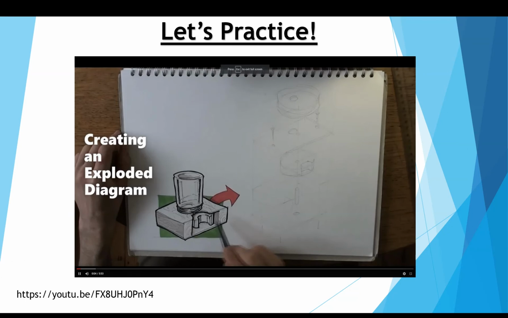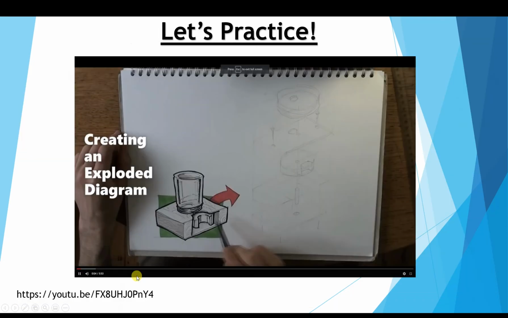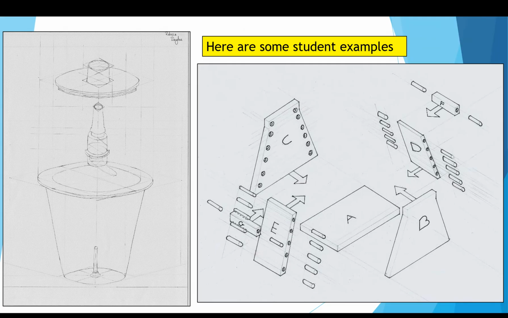Now, here's what you're going to do. I'm going to skip ahead. Your task for this lesson, and to bring this sketch to your next lesson when you see me, is to find a product from home which has several components, parts, sketch an exploded diagram showing how all of the components fit together, and label the components, and please bring the sketch to your next lesson. So if I go up, you will find, for example, this. This is a very good example, although I didn't ask them to label the parts. But this is very challenging. If you feel confident, yeah, go for it, but it does not need to be this complex.